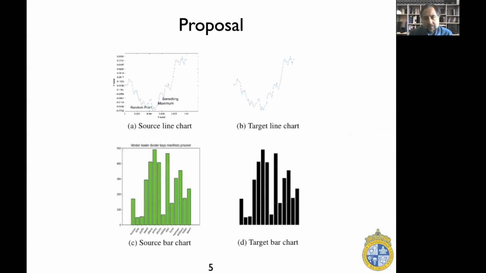So our proposal is to take a source line chart. And of course, we have a target line chart. So we want to get rid of everything that is not the data itself. So we want to get rid of legends, axes, tick marks, boxes, bounding boxes, titles, etc., text. So we want to get rid of that and get only the data. And this is how it will look in both a source line chart or a bar chart.